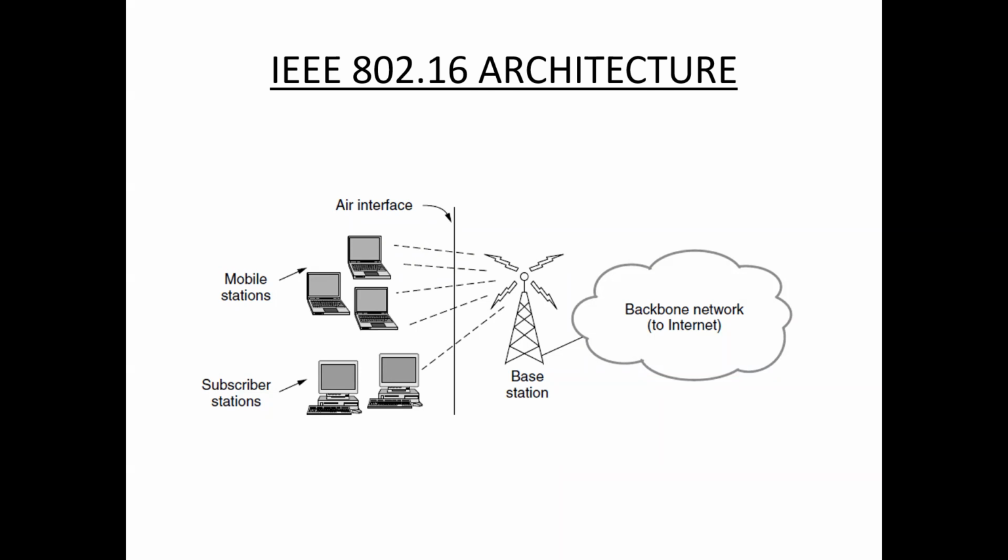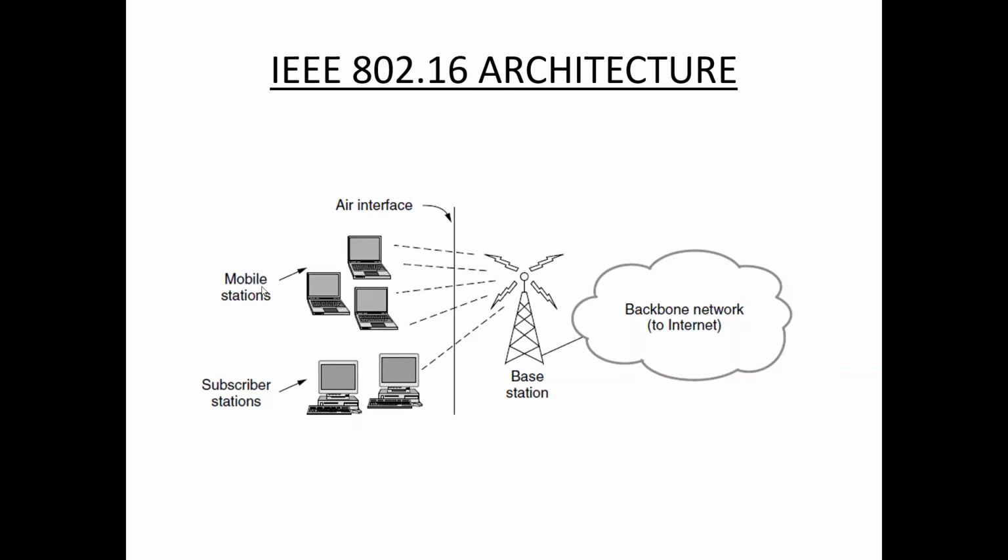So this is the IEEE 802.16 architecture. User stations are of two types, mobile station and subscriber station, and they connect wirelessly to the base station. This base station is connected to the backbone network of the broadband service provider, for example BSNL, and the backbone network is connected to the internet.